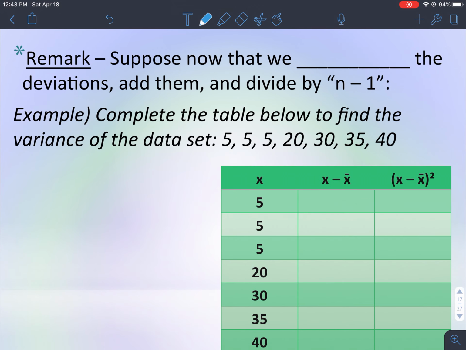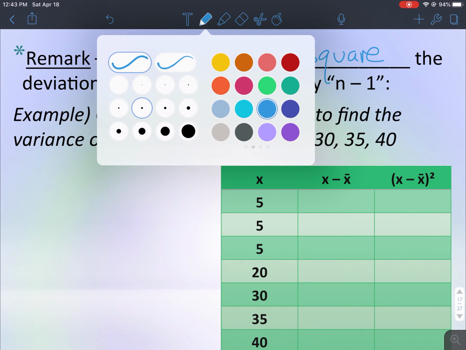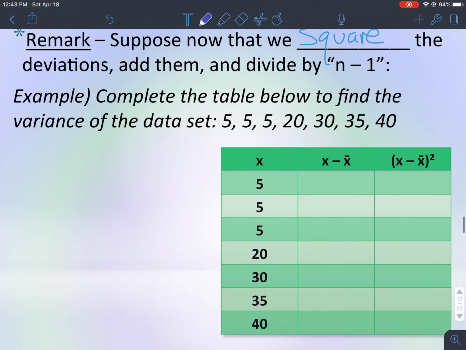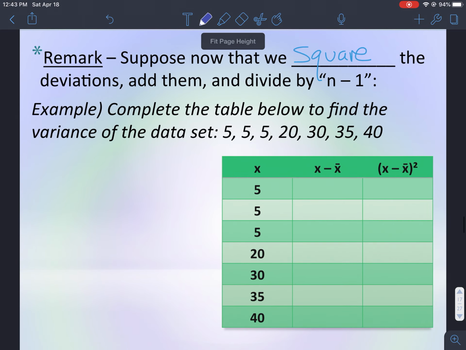Suppose now that we square the deviations, add them, and divide by n minus 1. I'll explain later on why we're doing that. But in order to do so, I have a giant table of values here. It says complete the table below to find the variance of the data set, how varied the measures are.